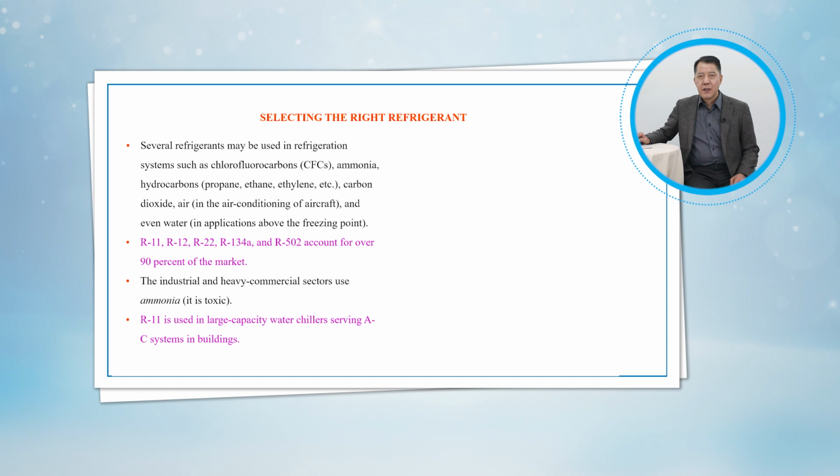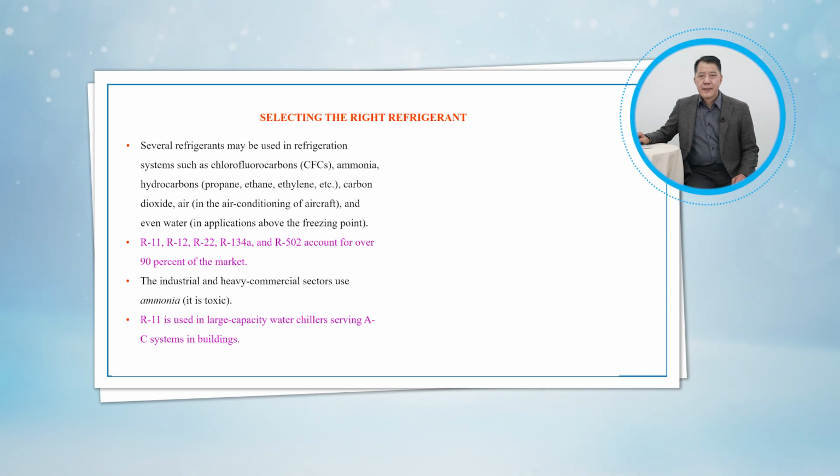R11 is used primarily in large-capacity water chillers serving air conditioning systems in buildings. R12 is used in domestic refrigerators and freezers, as well as automotive air conditioners. R22 is used in window air conditioners, heat pumps, air conditioners of commercial buildings, and large industrial refrigeration systems, and it offers strong competition to ammonia.